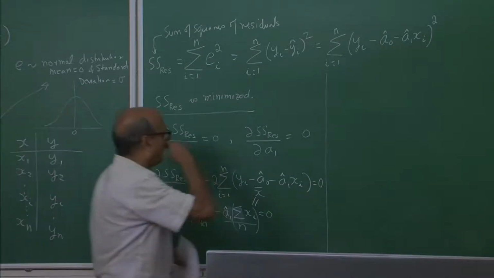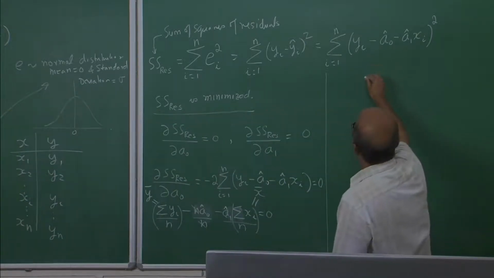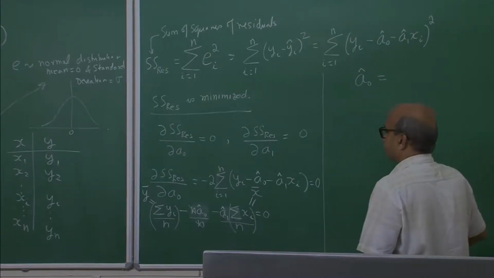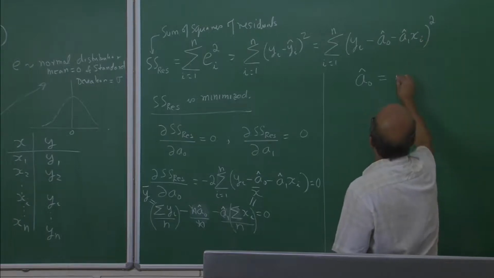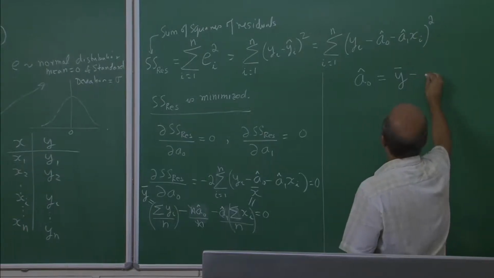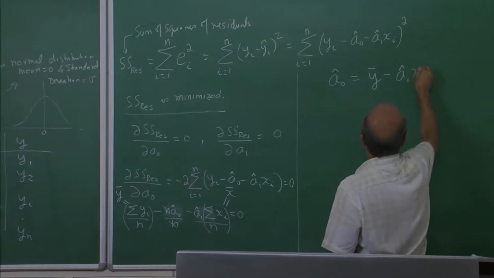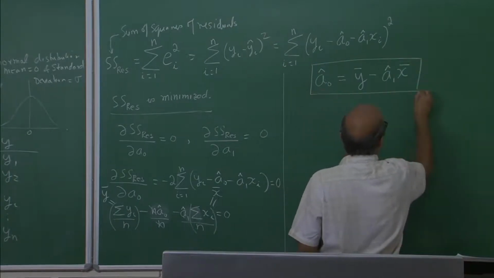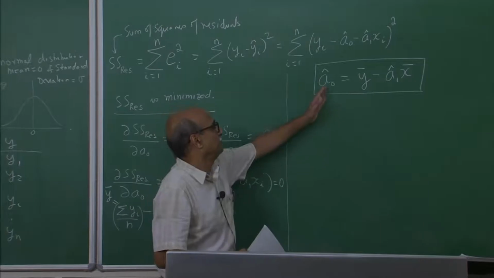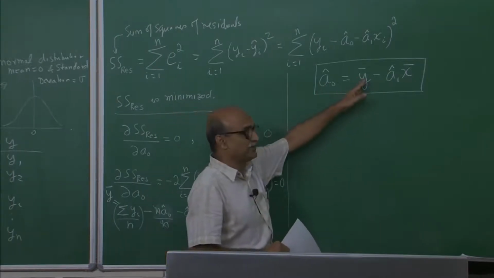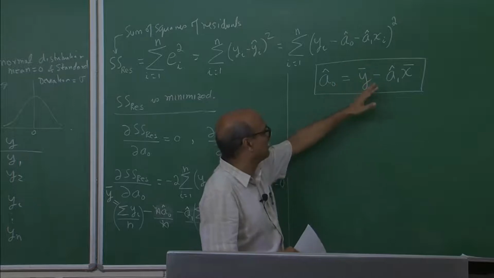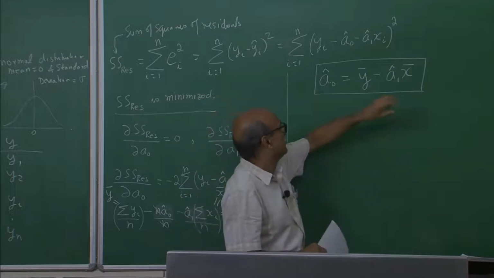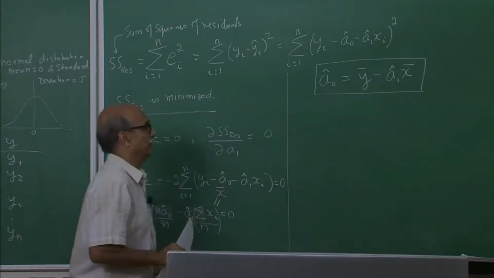From this, it is easy to write that A naught cap equals y bar minus A1 cap x bar. So, this is one important equation which relates A naught to the average y, which is the average of all the measured values, and the average of all the independent values that I got from the experiment, while A1 cap I still need to determine.